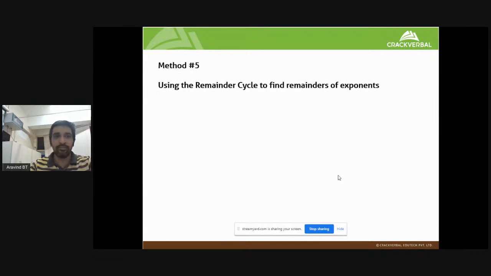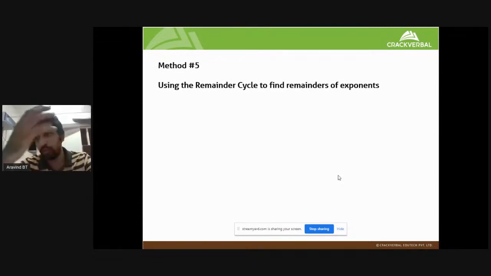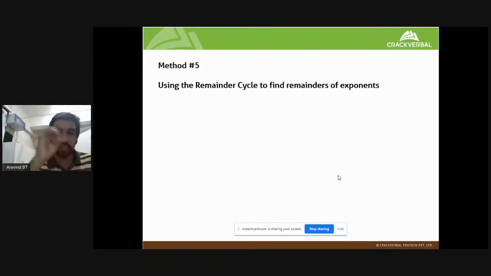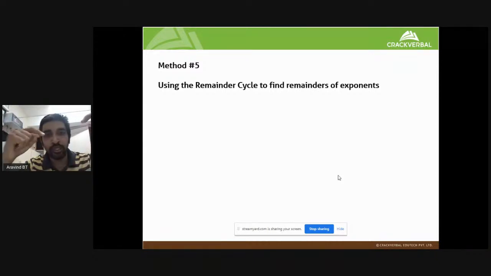All right. So what is the last method that I want to talk about? The method that I'm going to talk about here is the least discussed method when it comes to remainders. And this is the method of the remainder cycle. Similar to the unit digit cycle, there's also something called a remainder cycle. But the difference is the unit digit cycle is fixed. There is no change. Whereas the remainder cycle can be different in different questions. It can differ based on the dividend and the divisor.